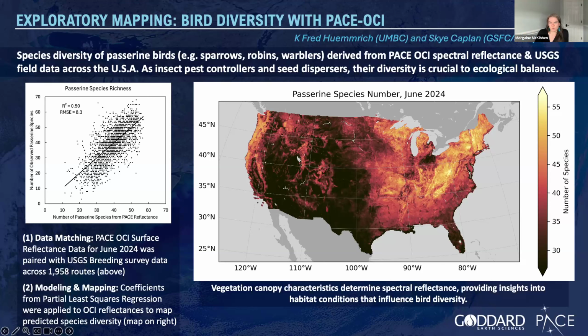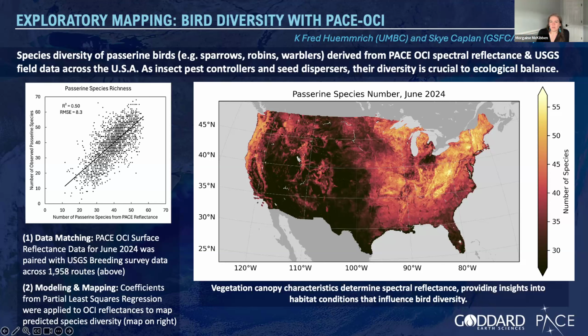So he's using that spectral reflectance to create this. The partial least squares regression outputs some coefficients, and they apply those to the PACE spectral reflectance data to make a map like this. And this is pretty cool.